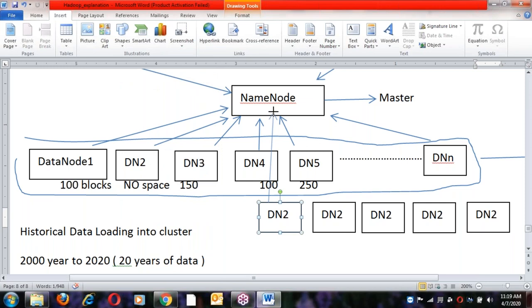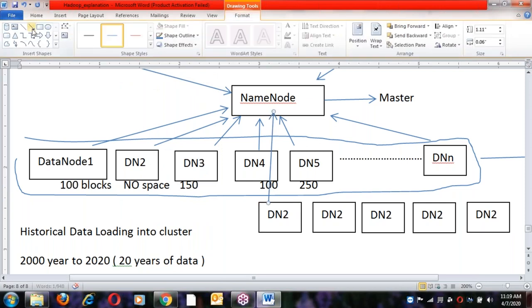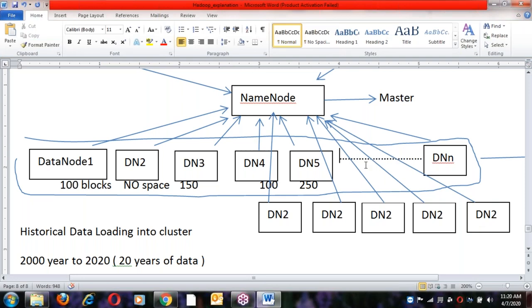After adding, each new node communicates with the name node. Now these new nodes are part of the cluster, right? The 100 nodes are filled, so after filling, we add 5 more nodes: new node 1, node 2, node 3, node 4, node 5.